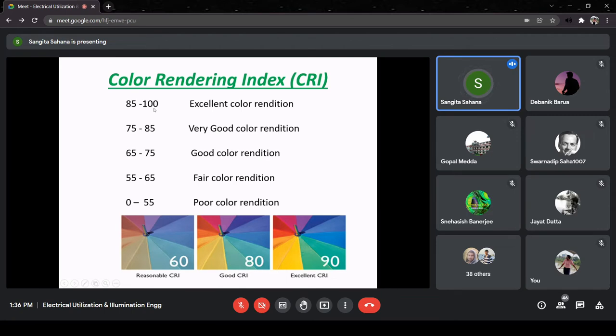So when it's between 85 to 100, excellent color rendition, meaning it will render maximum colors of the object. If it's like 0 to 50, it's poor color rendition because maximum color will be distorted. So the same object under three different sources, you can see under 90 CRI the colors are visible brightly. If it is 80 it is less than that, but when it's 60, it looks very dull. The colors are distorted.